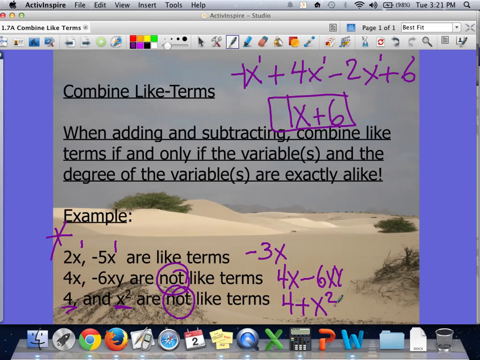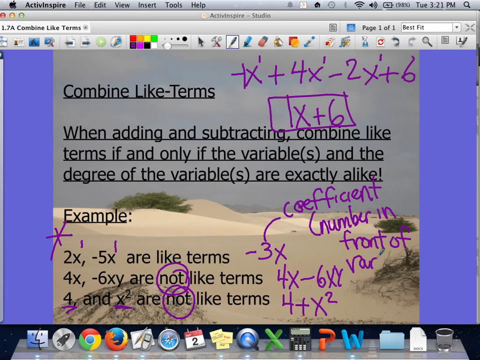Okay, so combining like terms is very, very important. You need to pay attention to the variables and the degrees, and then you simply add the coefficients. And remember, the coefficient means the number in front of the variable. Okay? So just add the coefficients if you have like terms.